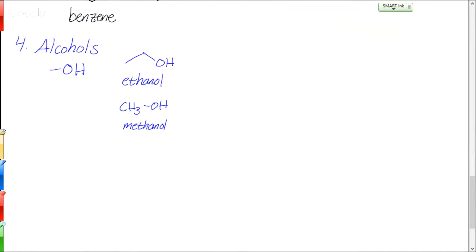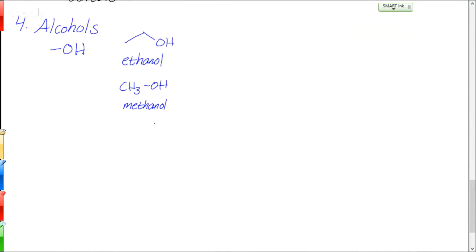So as you'd expect, alcohols are very polar, tend to have higher boiling points than some of the other molecules, all the stuff we've already talked about.